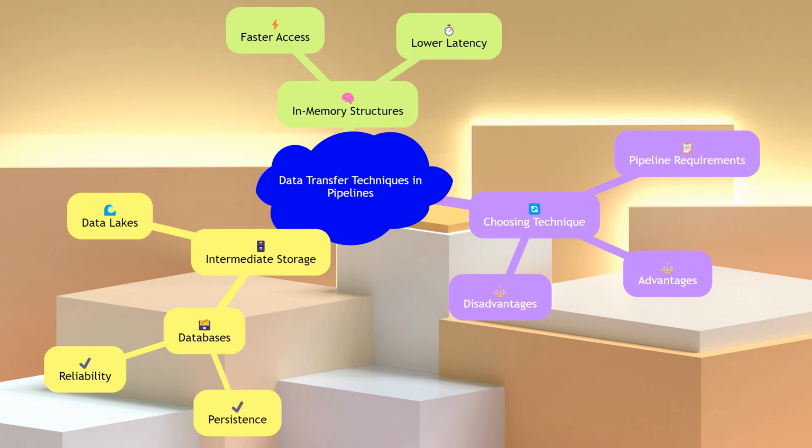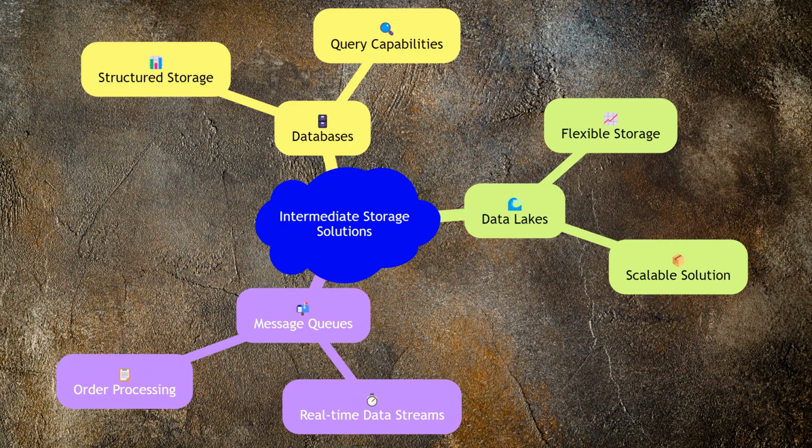For example, using a database can provide persistence and reliability, while in-memory data structures can offer faster data access and lower latency. Intermediate storage solutions, such as databases, data lakes, and message queues, can be used to pass data between steps in a pipeline. These solutions provide a way to store data temporarily, ensuring that it is available for the next step in the pipeline. Databases offer structured storage and query capabilities, while data lakes provide a more flexible and scalable solution for storing large volumes of data.